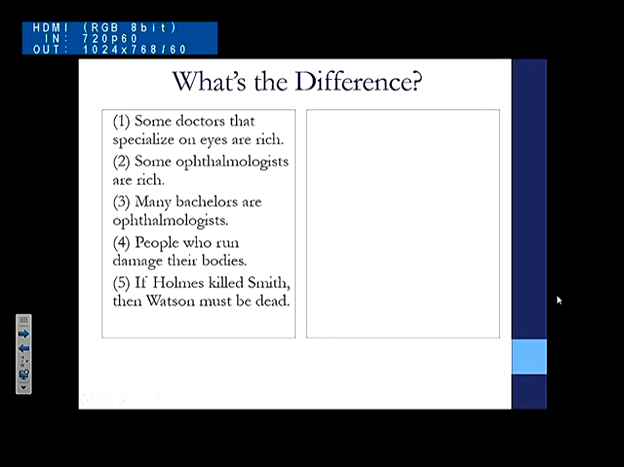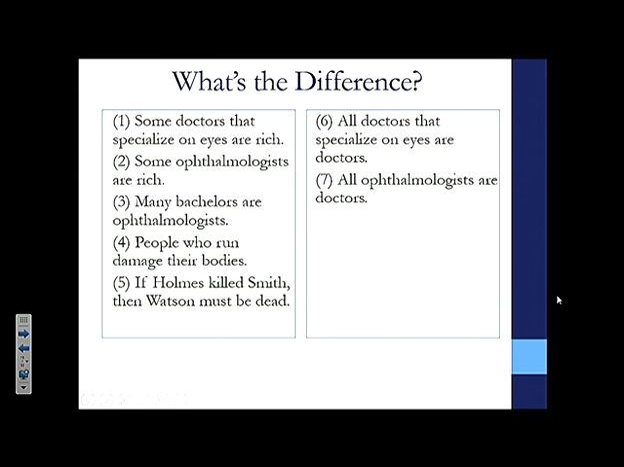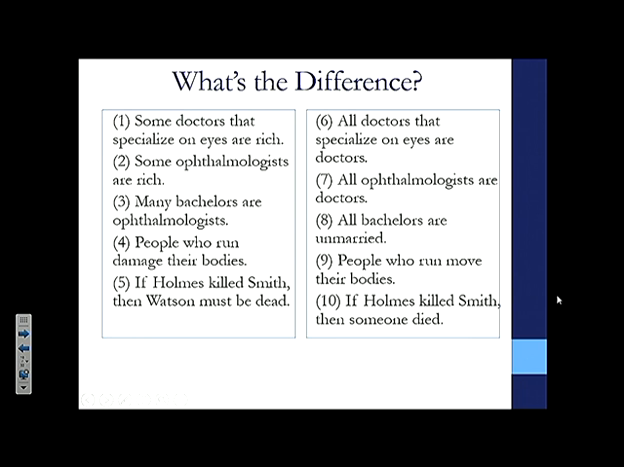If Holmes killed Smith, then Watson must be dead. All right. All doctors that specialize on eyes are doctors. All ophthalmologists are doctors. All bachelors are unmarried. People who run move their bodies. If Holmes killed Smith, then someone died. There's an important difference between these two sets of statements. Any speculation as to what the salient difference is?